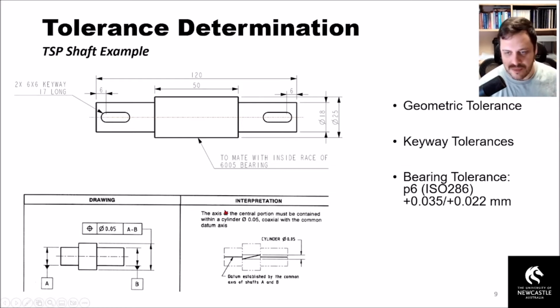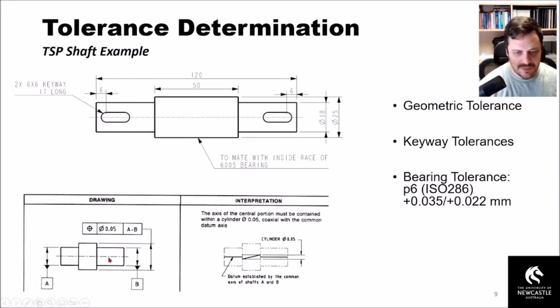The way that we interpret this is the axis of the central portion must be contained within a cylinder of diameter 0.05 coaxial with the common datum axis. So if we consider both ends to be our common datum axis, the central section can only be within a 0.05 millimeter diameter cylinder out of true, if you like. And I'm going to draw an over-exaggerated example of this shortly.